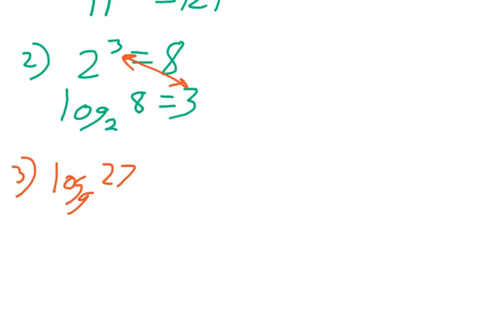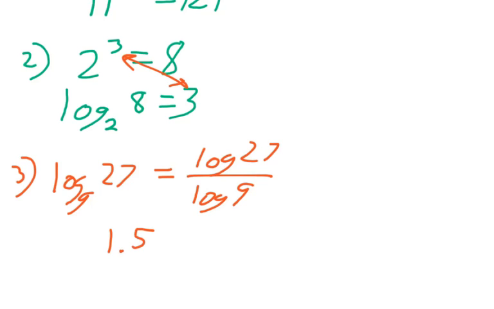For problem number 3, we are given log base 9 of 27. And the easiest way to do this is to take the change of base formula, which is the log of 27 divided by the log of 9, which turns out to be 1.5. Remember, when you do this, to end the parenthesis, especially around the 27.